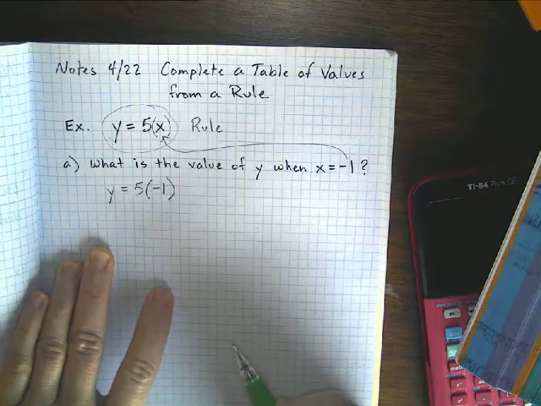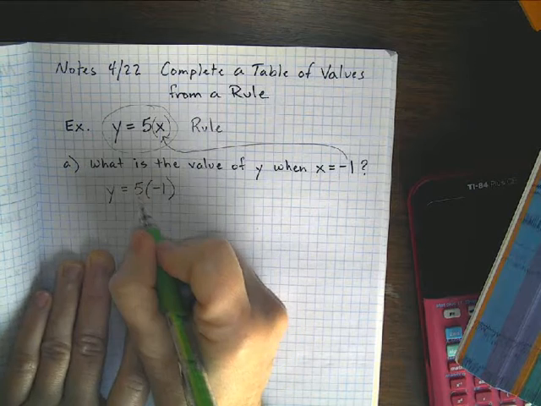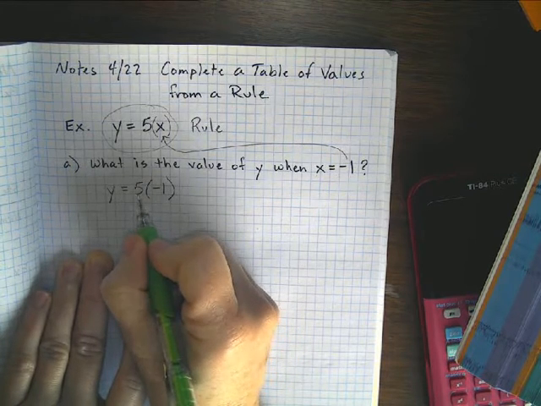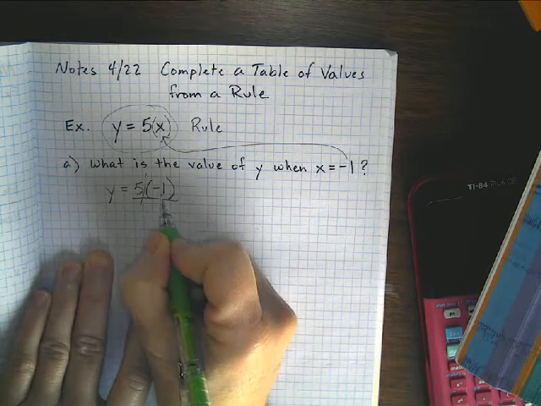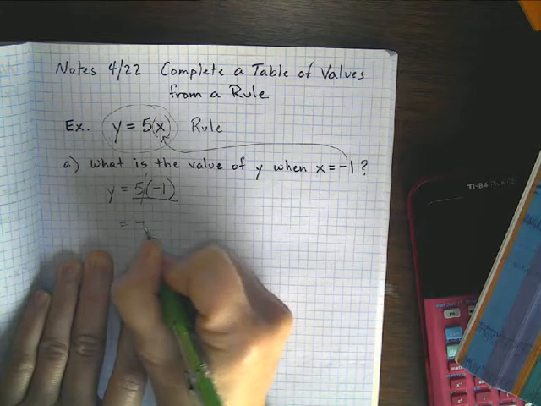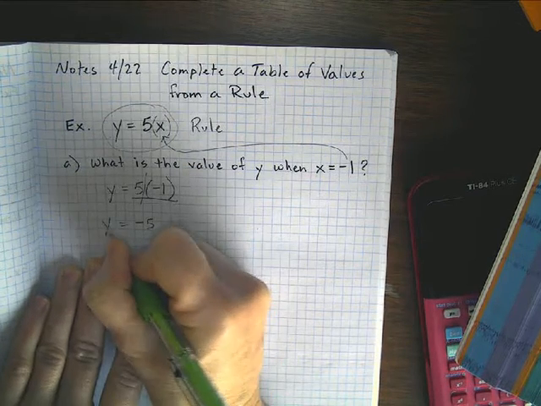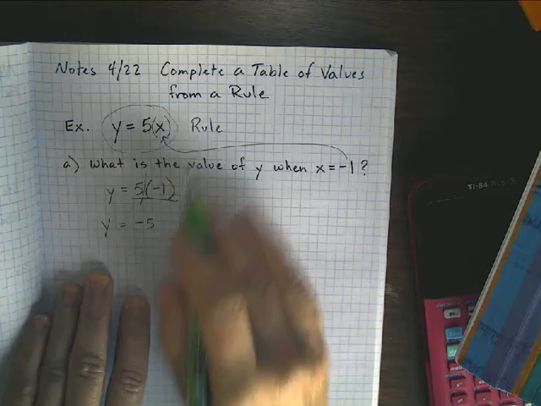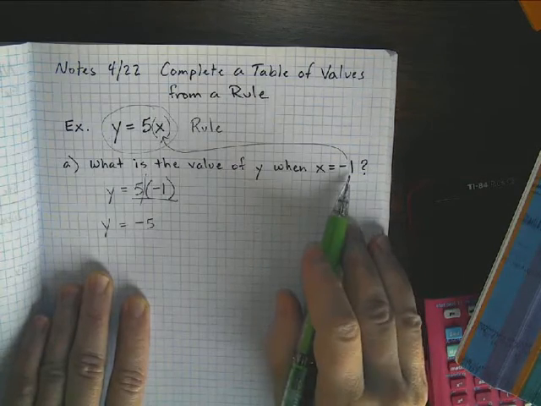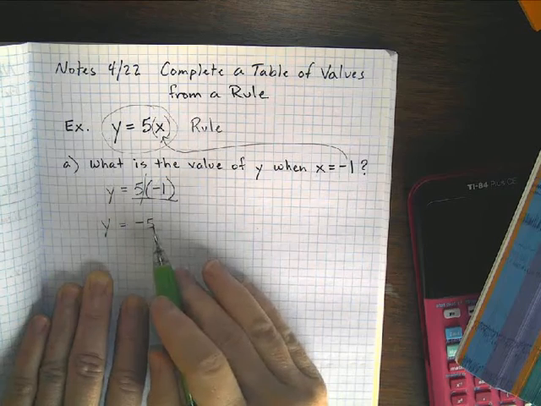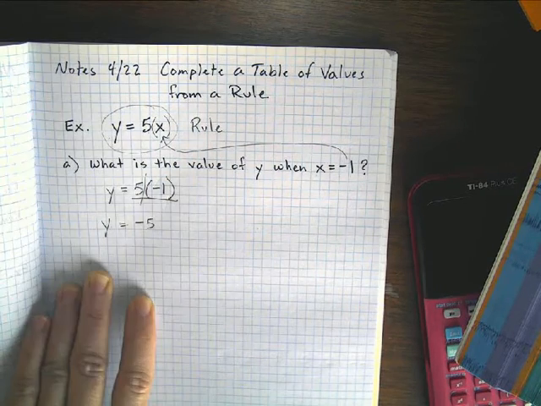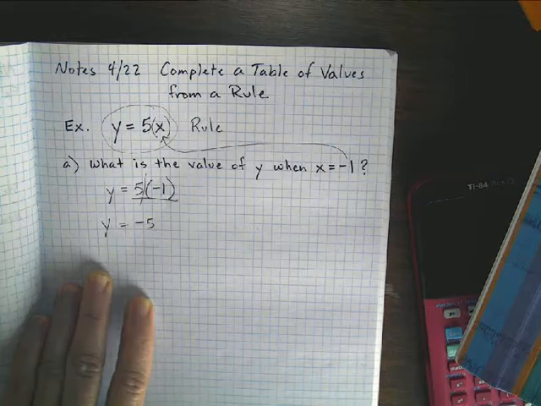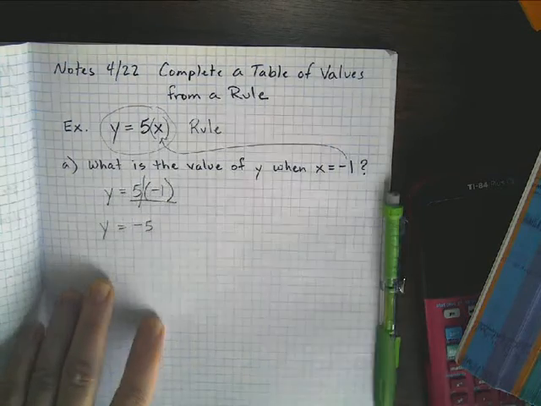Now, just like we did on the warm-up, we're going to evaluate this. What's 5 times negative 1? Negative 5. So we get y equals negative 5. So for our rule, when x is negative 1, y is negative 5. And we're going to put this in a table, but not until the end. Okay, we're going to ask another question.